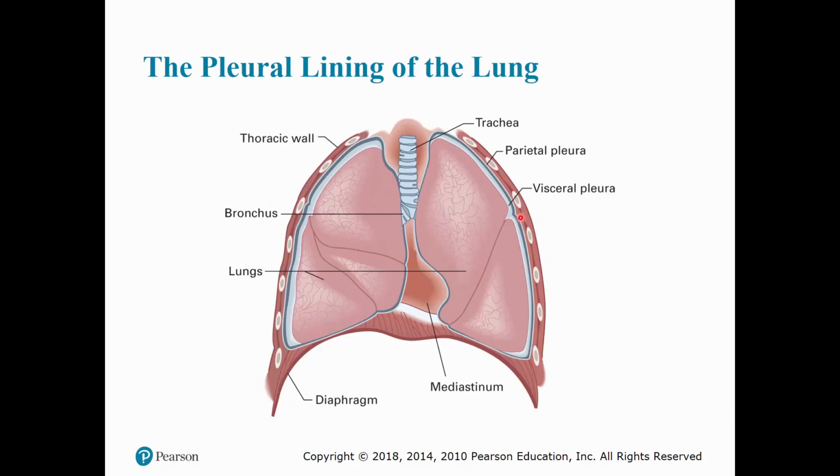So see, this is where you have your visceral pleura, the protective barrier for the lungs. And then the parietal pleura, which runs along your thoracic wall. The mediastinum, which is where your heart is contained. Your trachea, and your two left and right main stem bronchi.